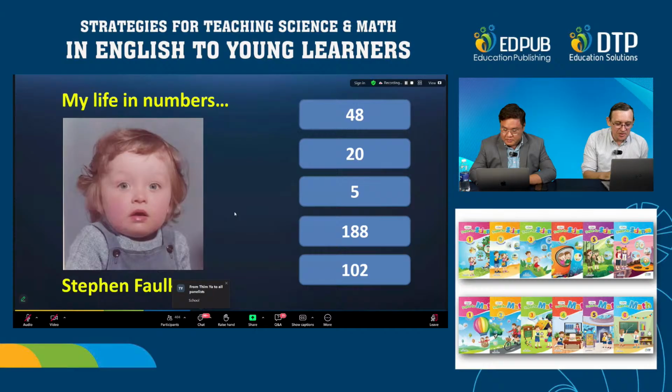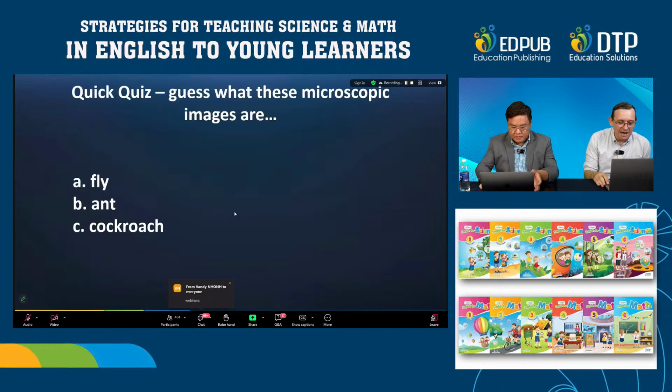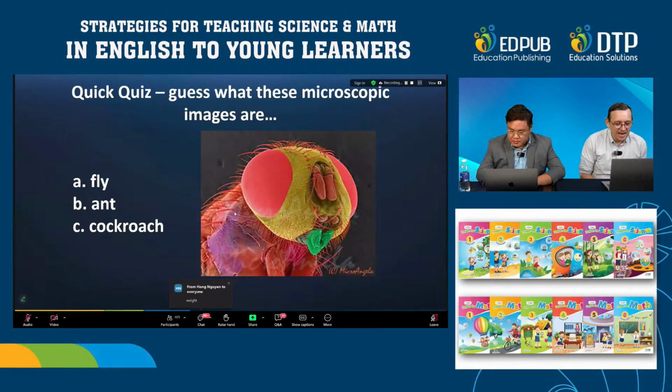So now I'm going to do a little bit about science. This is a little quiz for you. We have some microscopic images, and I want you to guess what they are. Okay, there's the first one. Can you guess? Is it A, fly, B, ant, or C, cockroach? You can just type the letter in the chat.